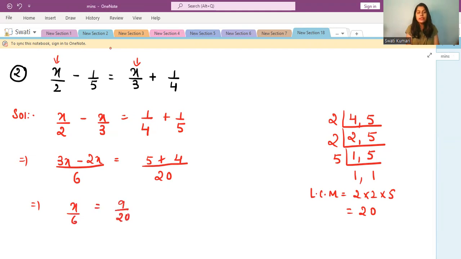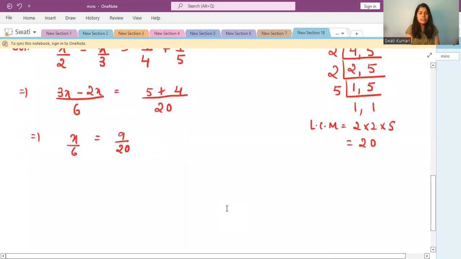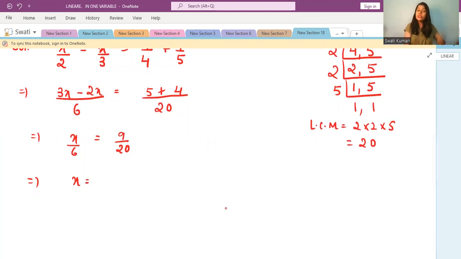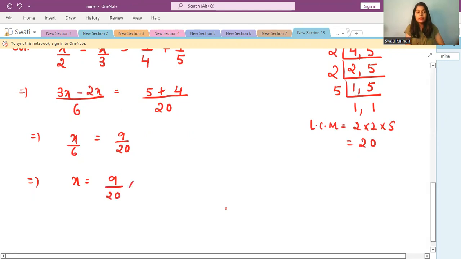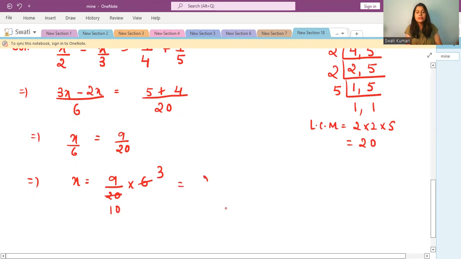9 upon 20. And now because we have to find the value of x here, we will get rid of this 6 which is present with x. All right. So yes, this will become now x, and 6 is getting divided here. So if you shift this to the other side, it will get multiplied. So 9 upon 20 into 6. Now, of course, we can cancel this. So this will go by 2 times 3 is 6, 2 into 10 is 20, and the answer is 27 upon 10. So the value of x is 27 upon 10.